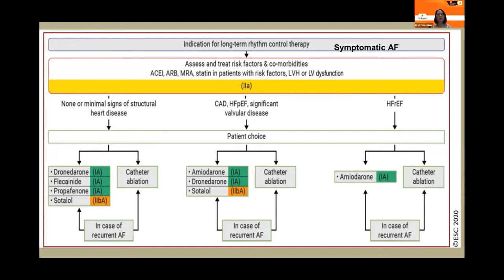In Myanmar, the available drugs are flecainide, propafenone, and sotalol. For patients with coronary artery disease, heart failure with preserved LVEF, or significant valvular heart disease, you can use amiodarone, dronedarone, and sotalol. The alternative is catheter ablation. For patients with reduced LVEF, the only drug is amiodarone.